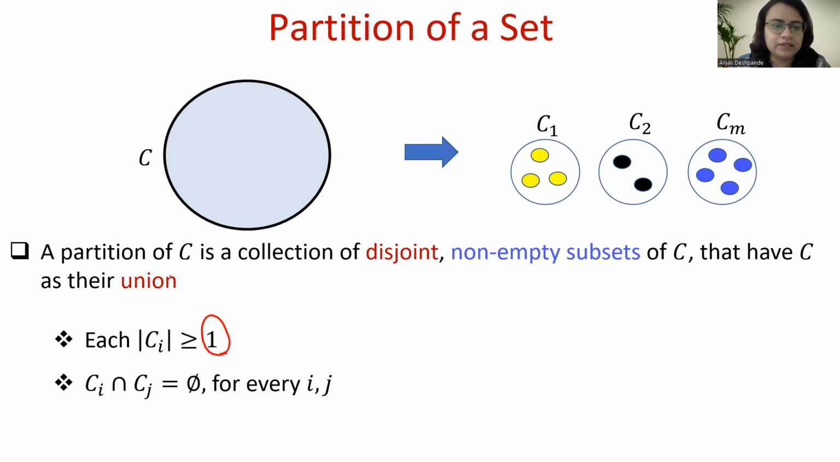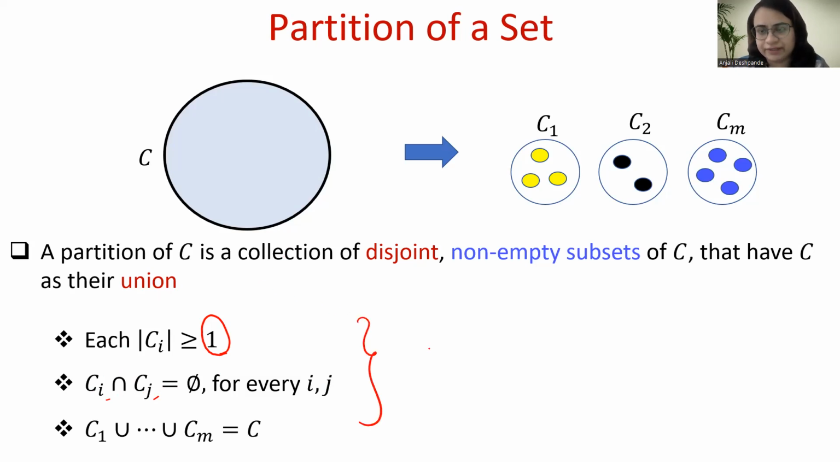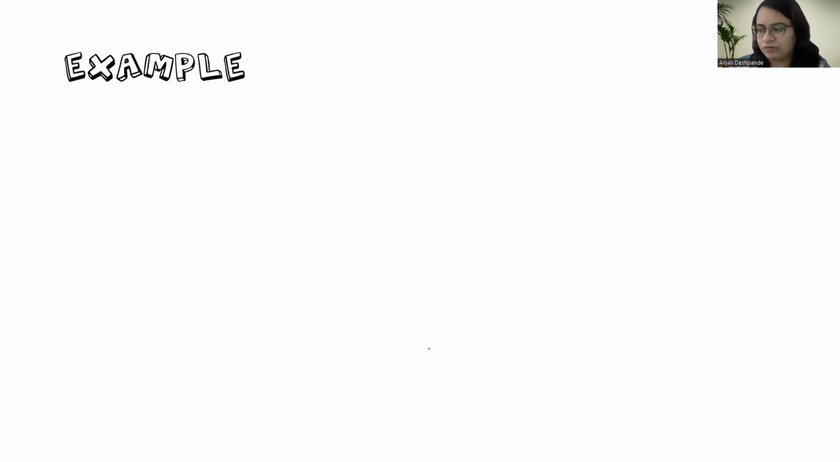Second property is that intersection of any two subsets Ci and Cj should be phi or it should be null. That means they should not have any common element in between them. And the third property is that the union of all the subsets in the collection is the base set itself. So these are the three properties which, when satisfied by the collection of subsets, will give you the partition. So let's see an example of the same.